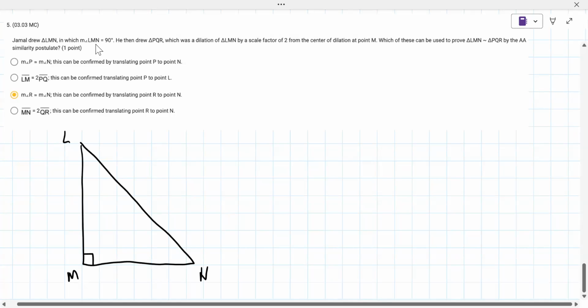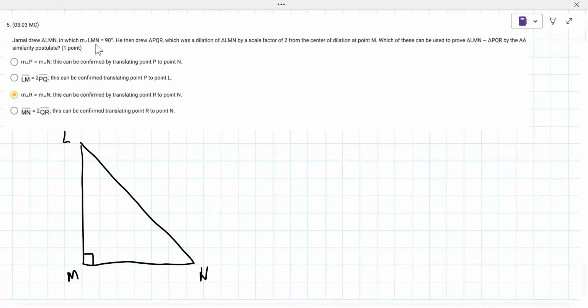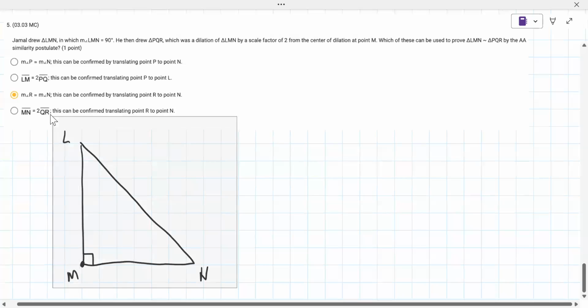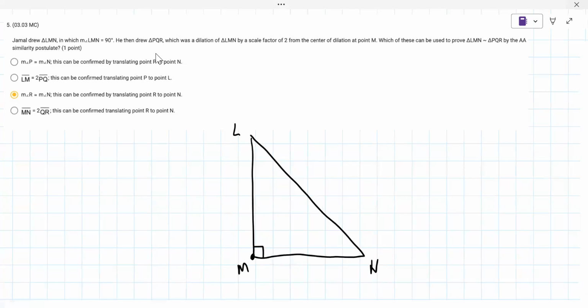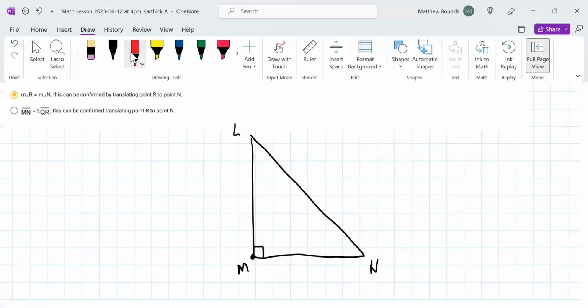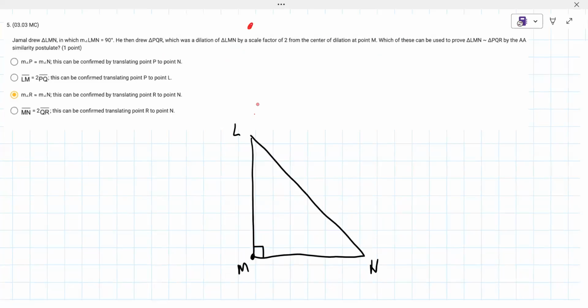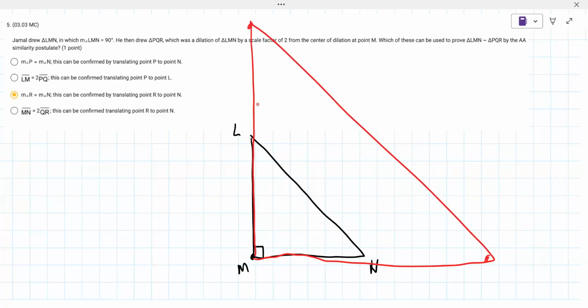Now, it says that triangle PQR is a dilation of triangle LMN by a scale factor of 2 from the center of dilation at point. So it's right there. And of course, I haven't given myself enough room to do this, but what that means is it got bigger. Everything got doubled, basically. So there it is.